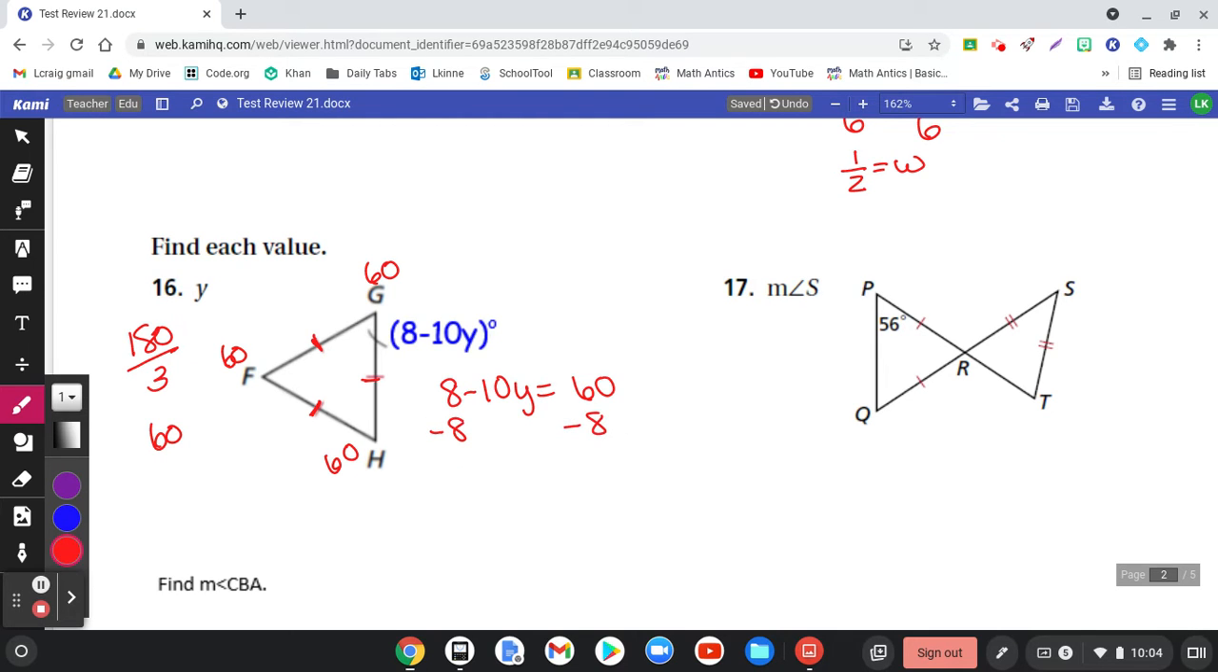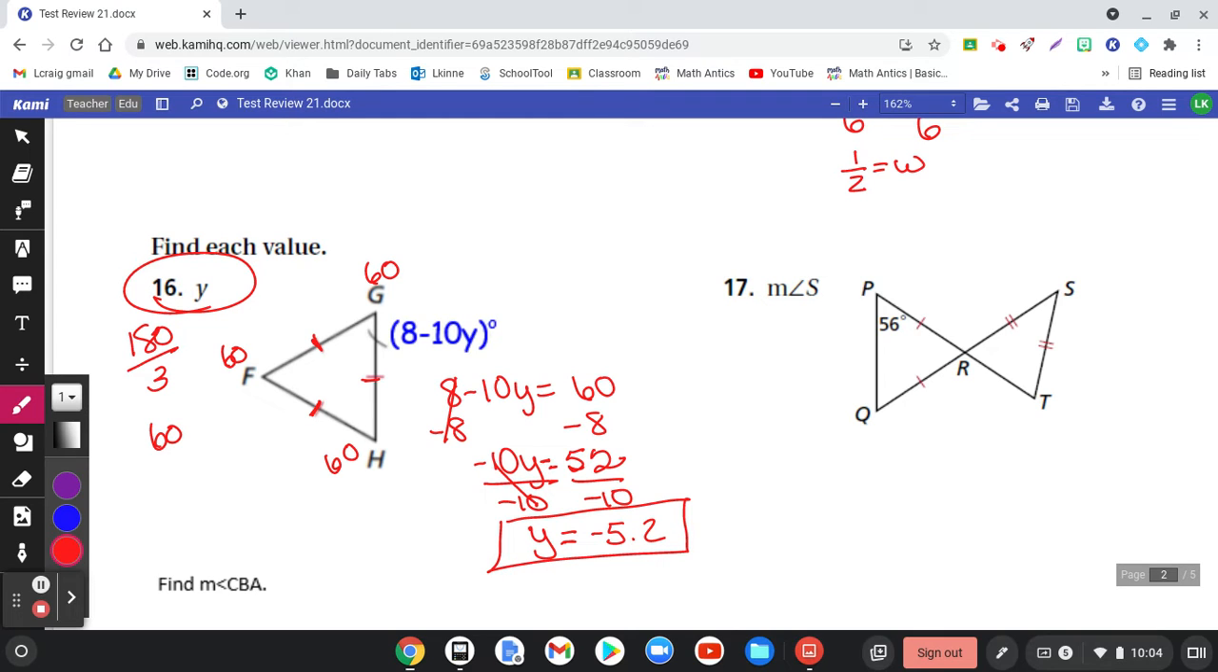Subtract 8. Negative 10y equals 52. And then divide by negative 10. y equals negative 5.2. And that's what it asked us to find. Now you might say, we can't have a negative. Your variable can be negative because what would happen is when you substitute in, if you went and multiplied negative 10 times negative 5.2, you would get positive 52. And 8 plus 52 is 60.